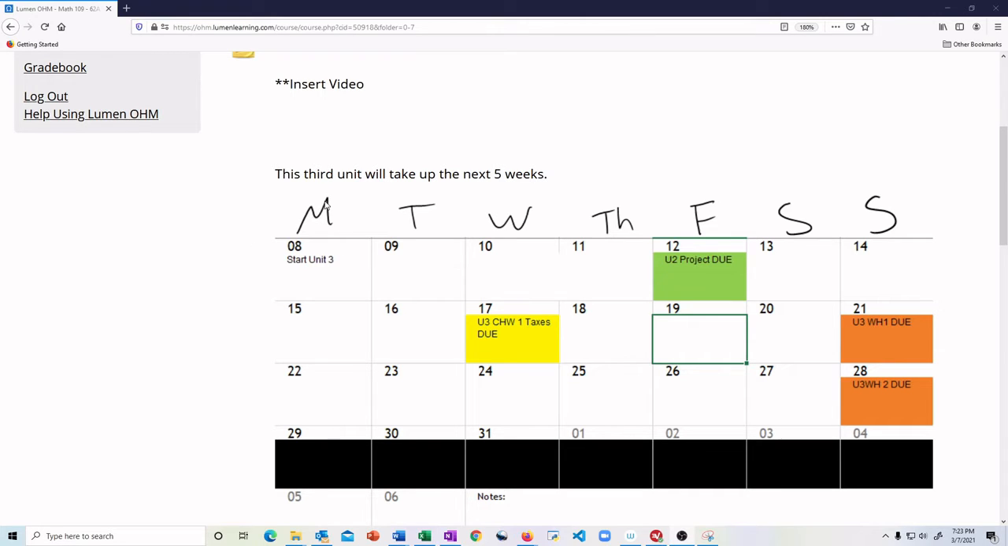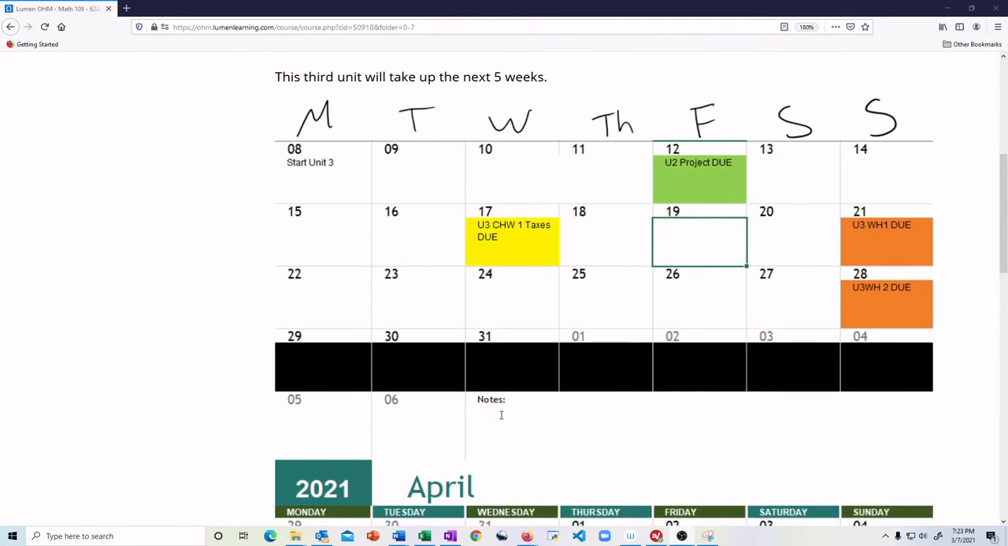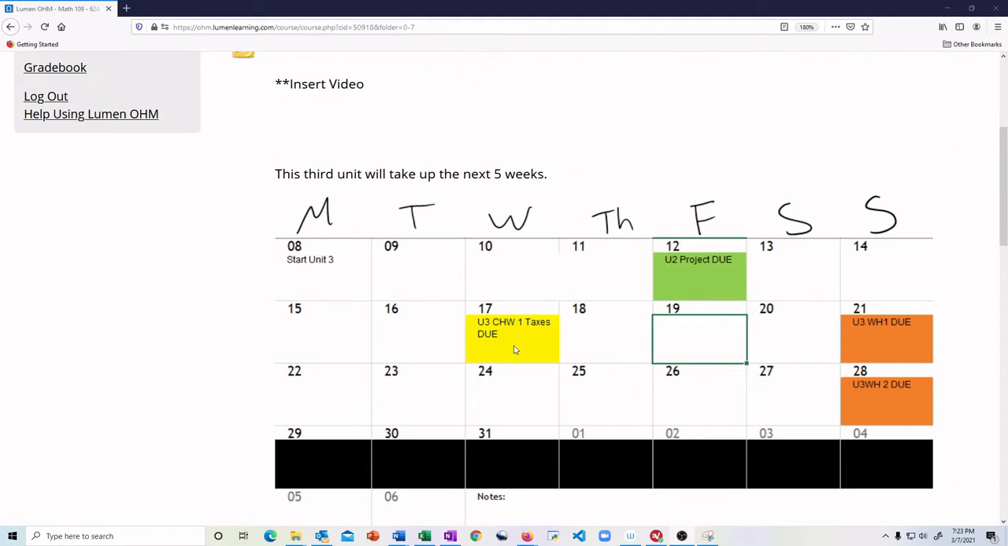What's going to end up happening is your first homework will be due the 17th. That's your computer homework, your first one, and that's on taxes. You can find that, of course, in the computer homework folder, just like the other units. Then you'll have a written homework due on that Sunday, so that's the 21st, and it's on very similar things.